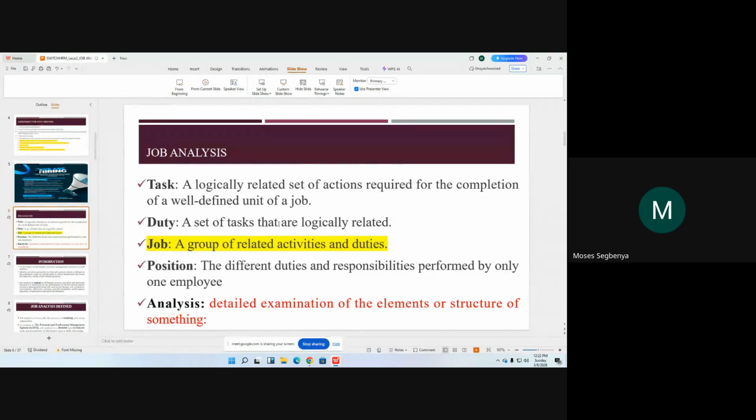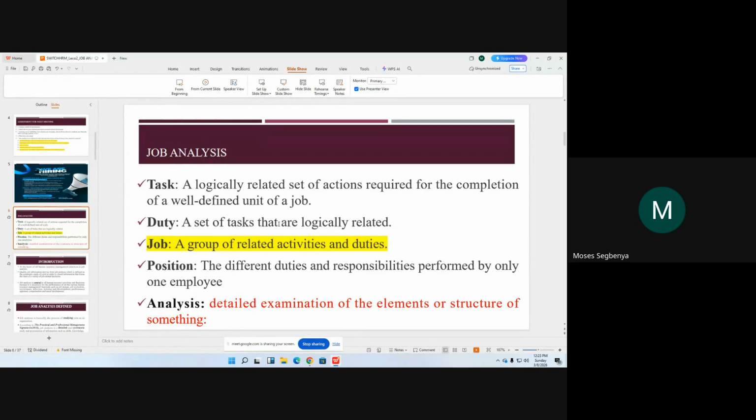When we say a task, we are referring to a logically related set of actions required for the completion of a well-defined unit of a job. So a task is a unit of a job. But a duty is a set of tasks. A number of tasks that are logically related is what we put together to call a duty. So a task is just a unit of a job, but several units of a job are what we call a duty.